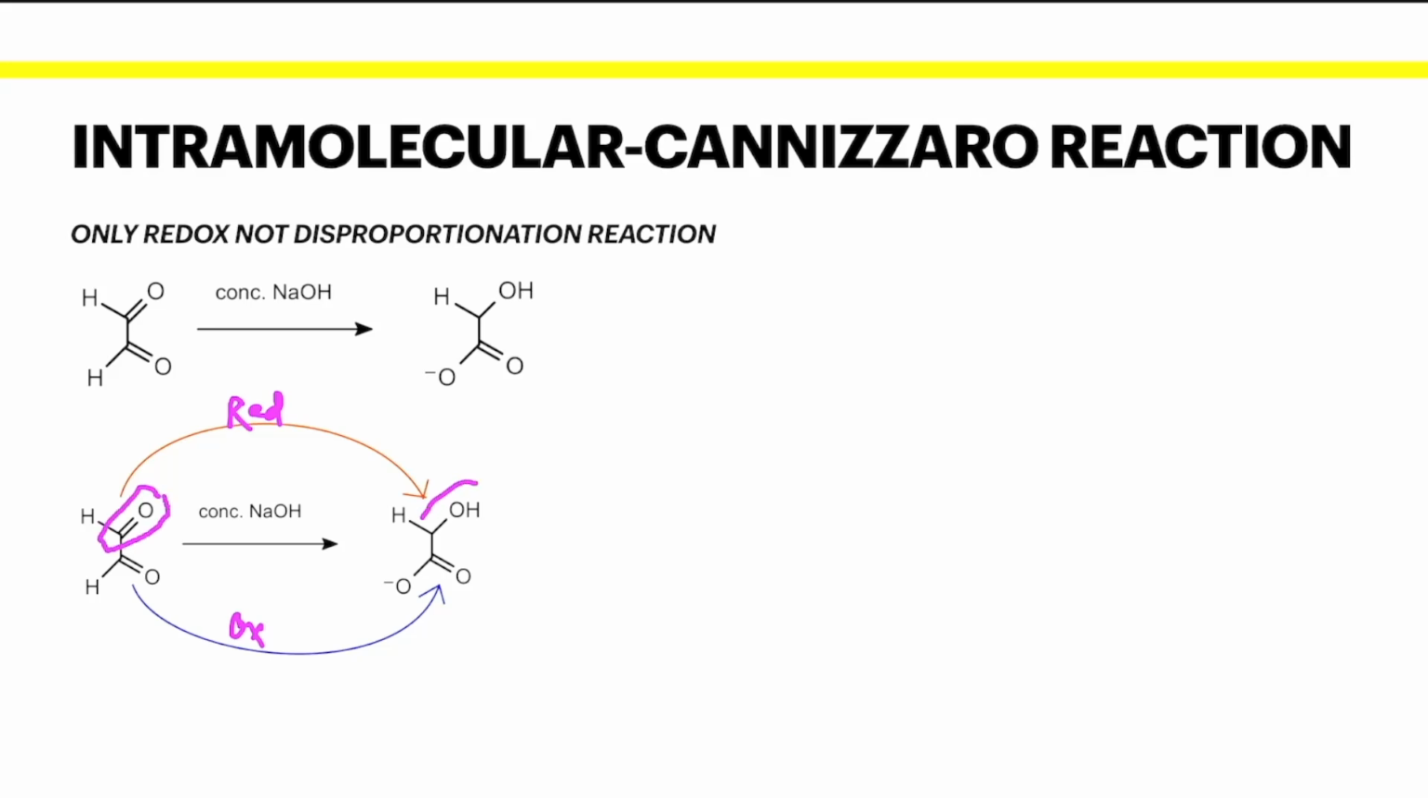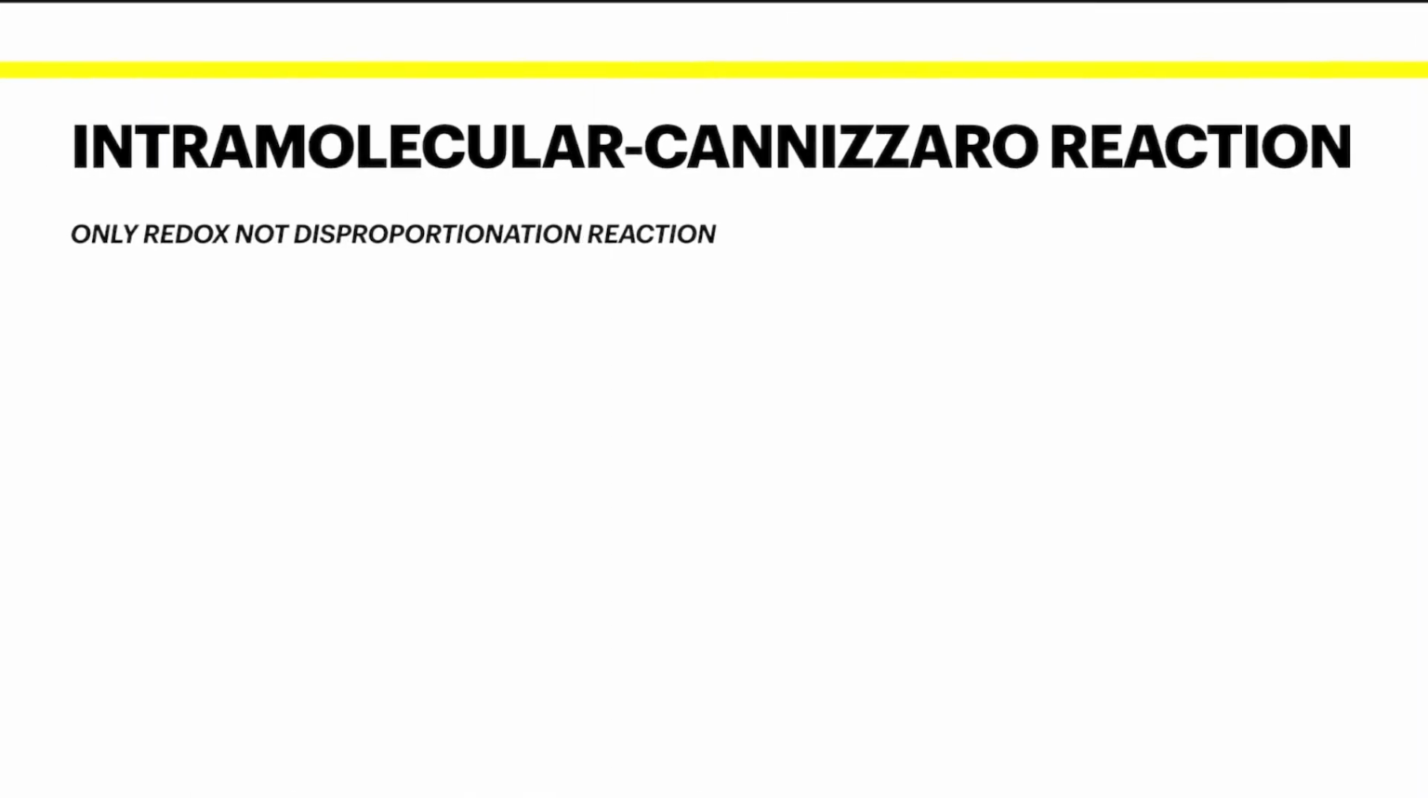Here glyoxal is taken, and after reduction it is converted to CH2OH, and on oxidation it converts to COO minus like the previous one, and here I am marking oxidation and reduction together. A few examples: the same can be studied in this compound where benzene contains two CHO groups at the ortho position.